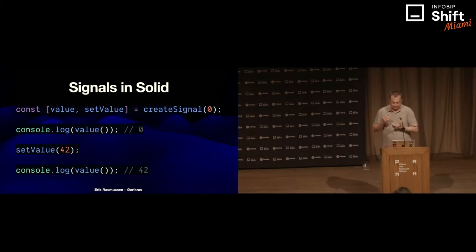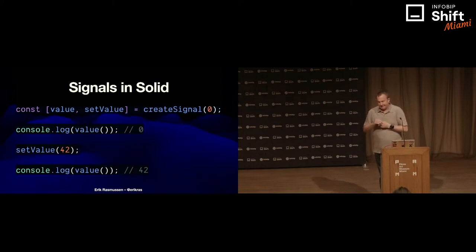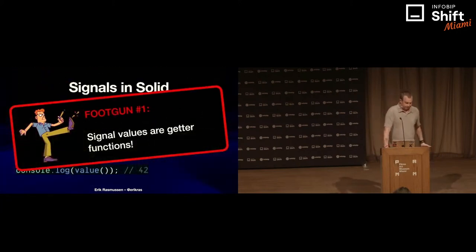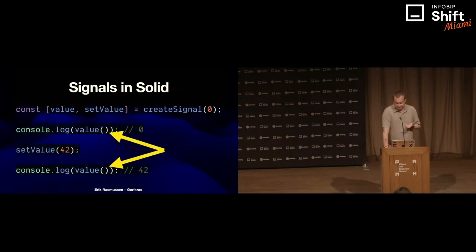However, you may notice something a little bit different about this code. In the same way that we had to replace our values with functions before, our value here is an actual function. And as I've been learning Solid, I've noticed there's several ways that you can shoot yourself in the foot. So I am labeling this foot gun number 1. Signal values are getter functions. You must remember this. So these value calls here are what get the value.